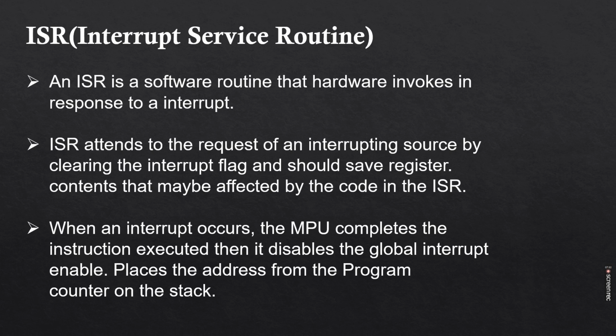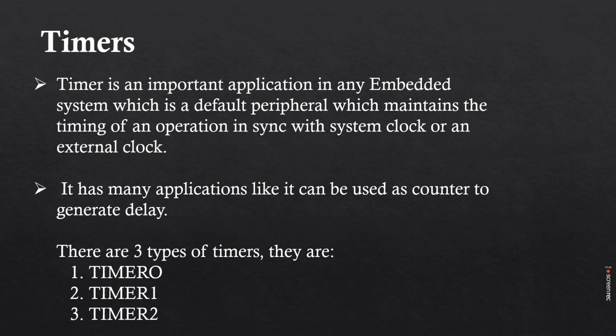Basically, an interrupt is a disturbance. When an interrupt occurs, the MPU completes the instruction being executed, then it disables the global interrupt enable. Whatever address is stored in the program counter, it will send to the stack pointer. This is what ISR, interrupt service routine, is about.